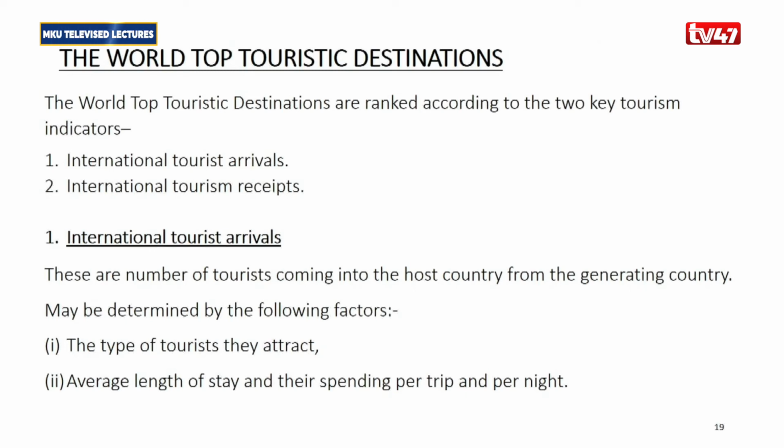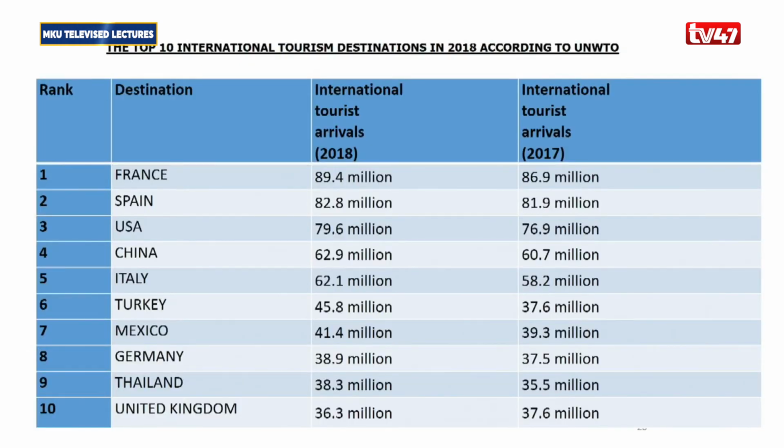Then one aspect about these arrivals, they're normally determined by two factors. One, what type of tourists are attracted to this kind of destination? Like I know in Kenya, before the pandemic, the Chinese were the highest number of tourists that were coming to Kenya. And then the number two factor is the average length of stay. How long do they stay, and how many nights are they spending in that particular country? So these two factors determine the international tourist arrivals.